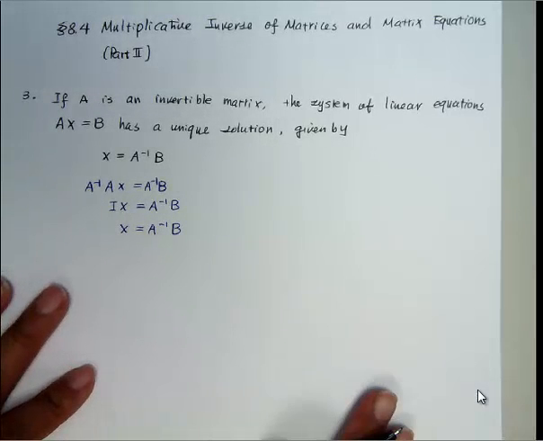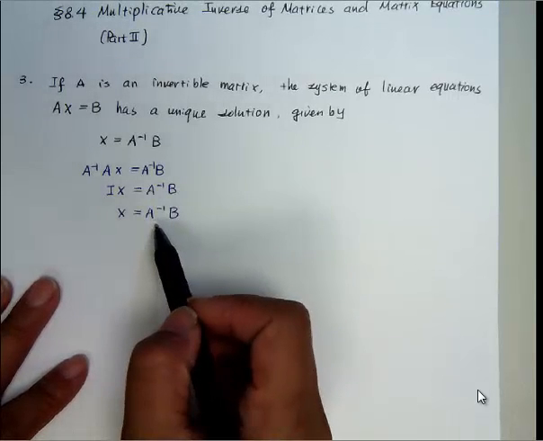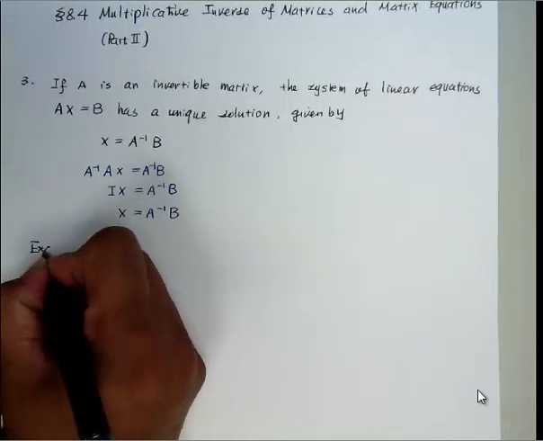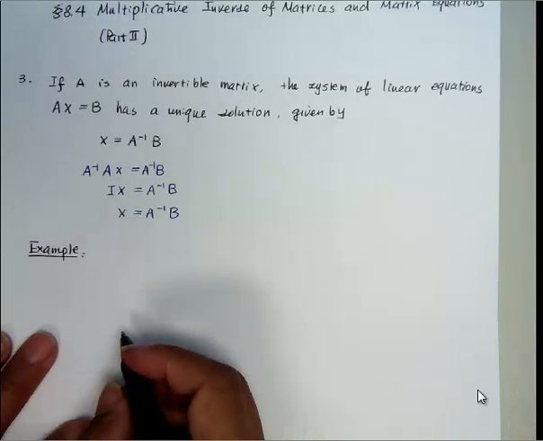For matrix multiplication, we don't have the commutative property. Make sure you don't switch the order of A inverse and B. Let's take a look at this example. There's nothing better to learn by than using an example.